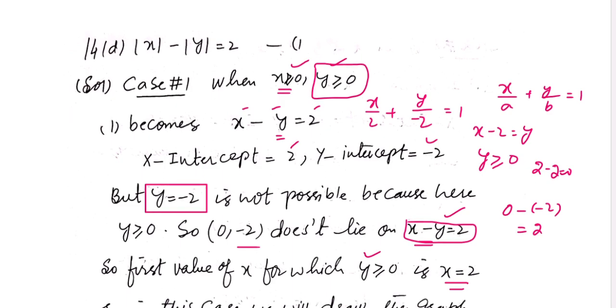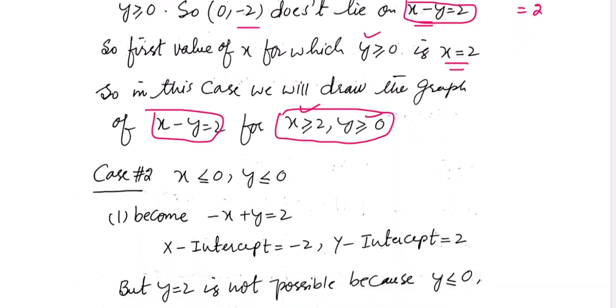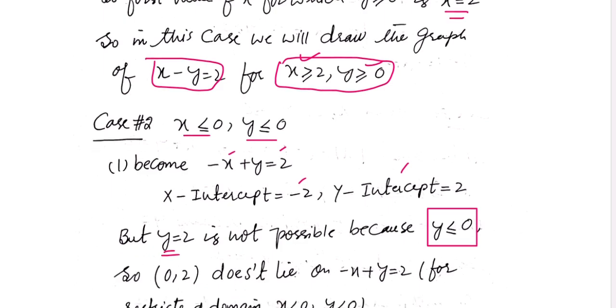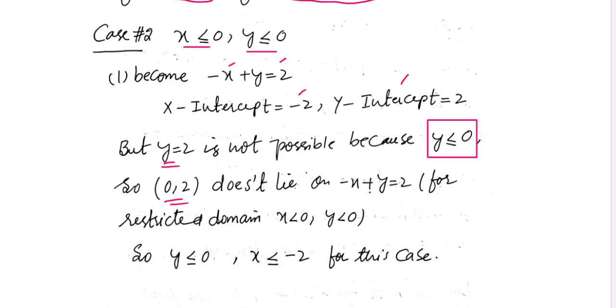Similarly, you can consider the other case, when your x is less than or equal to 0, y is less than or equal to 0. In this case, your given question number 1 becomes minus x plus y is equal to 2. And this gives x-intercept minus 2, y-intercept equal to 2 here. But y is equal to 2 is not possible here, because your y should be less than or equal to 0 in this case. It means this point does not lie on this line for the restricted domain, x less than or equal to 0, y less than or equal to 0.